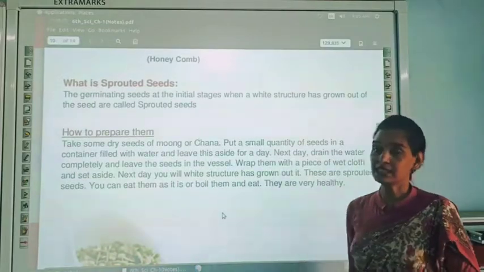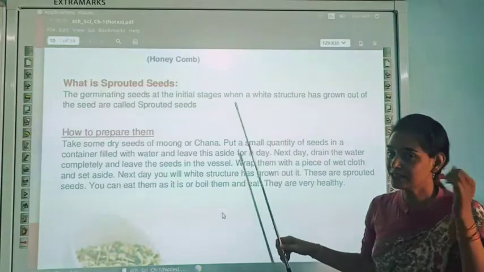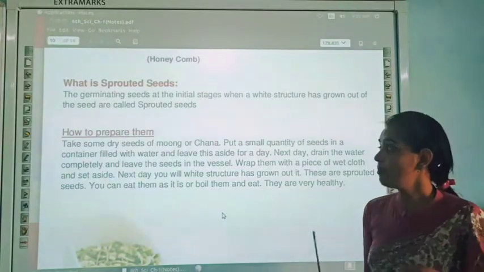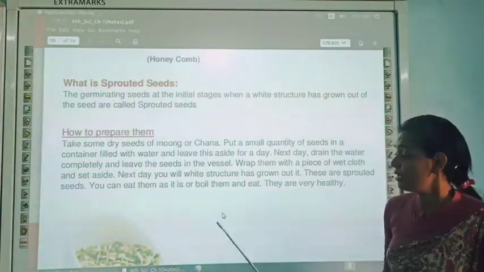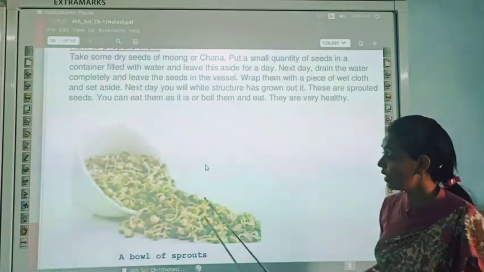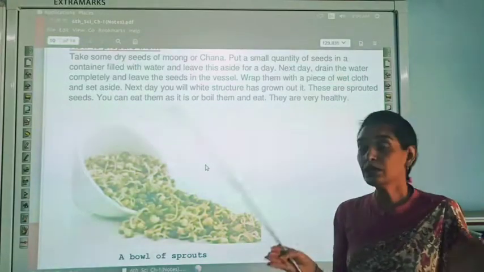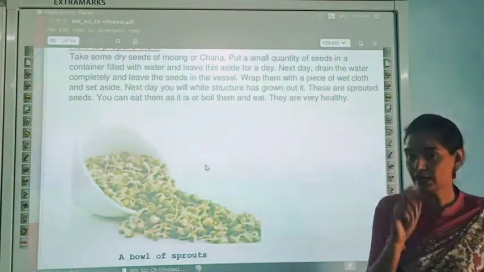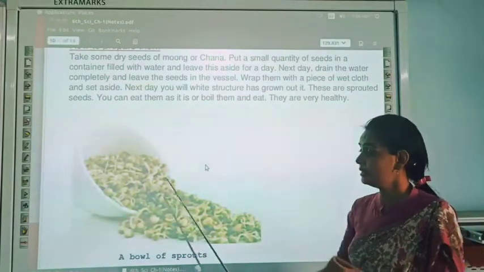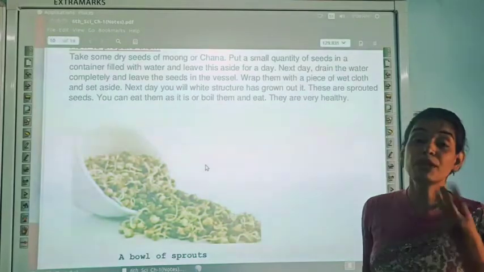So what is the sprouted seed? The germinating seed in the initial state, when the white structure has grown out of the seeds, that is called sprouted seed. जो मम्मा आपकी sprouted मूंग बनाती होंगी, already pulses are rich in the protein. But when we soak it in the water and hang it in a muslin cloth or any cotton cloth for one day, the white strand you will see there, that is germination. These seeds now completely germinate and these seeds are a main source of the protein.